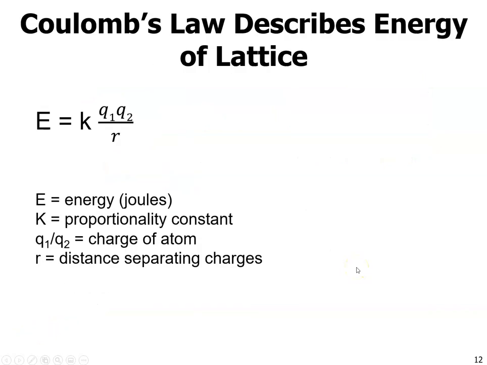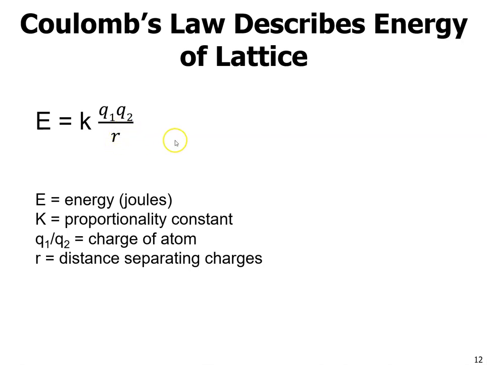In order to better understand this lattice energy, I want to introduce you to Coulomb's law, which describes that energy. So here we have the equation where energy is equal to a constant, which basically helps us convert charges into energies for the sake of this equation. Q1 is the charge of the first ion, Q2 is the charge of the second ion, and then R is the distance separating the two charged ions.